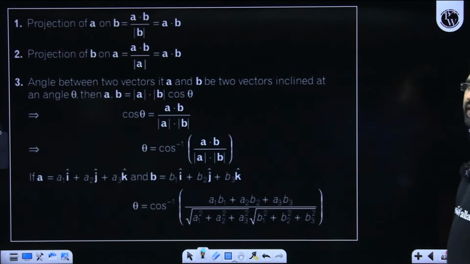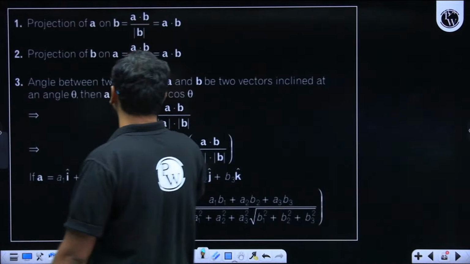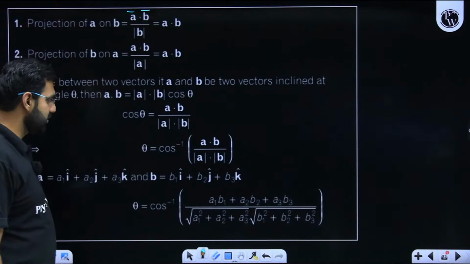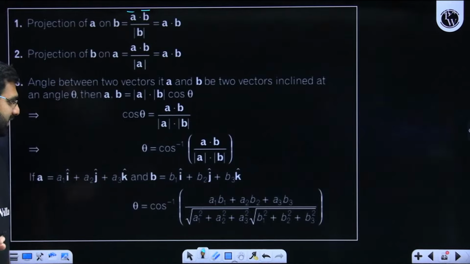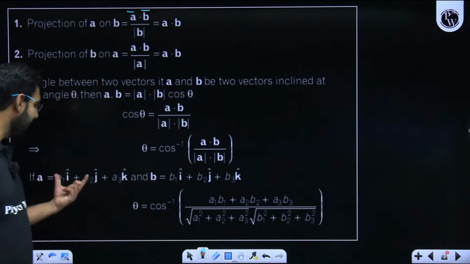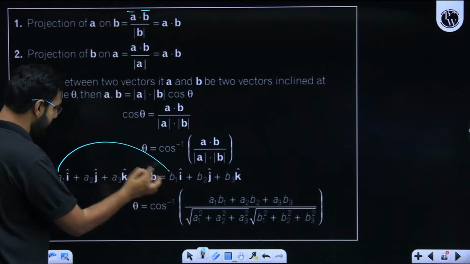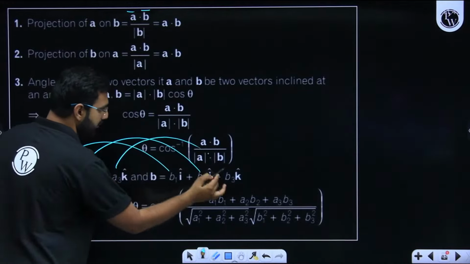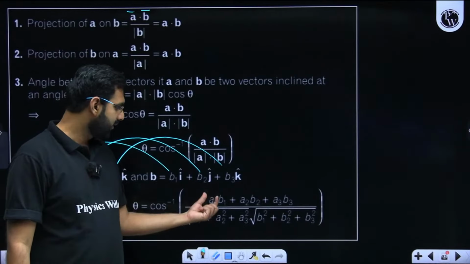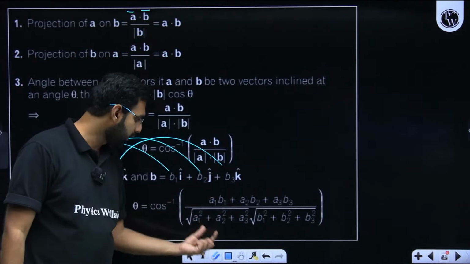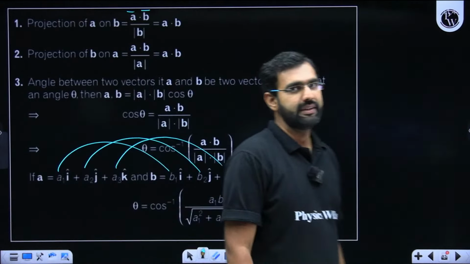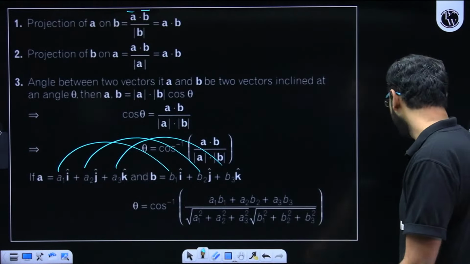If I talk about the projection of A on B, I hope you remember it is given by A dot B upon mod B. I hope nothing much needs to be said. Component wise, if A dot B is to be taken, it will be A1 B1 plus A2 B2 plus A3 B3. Even the angle between them, cos theta, will be (A1 B1 + A2 B2 + A3 B3) upon under root of (A1 square + A2 square + A3 square) into (B1 square + B2 square + B3 square). Do you remember that, all these students?